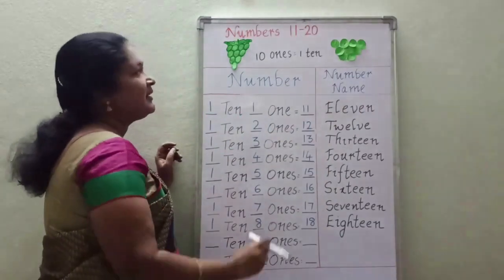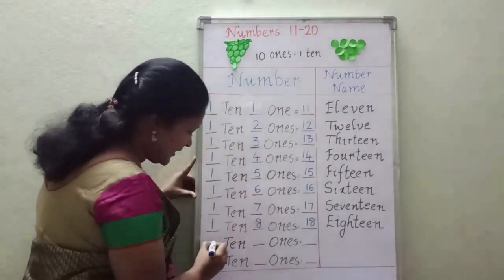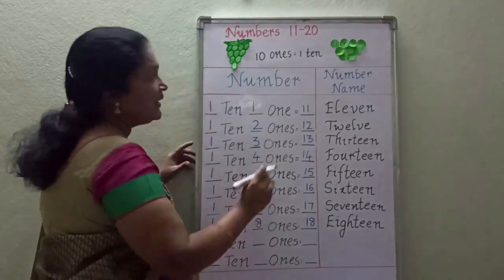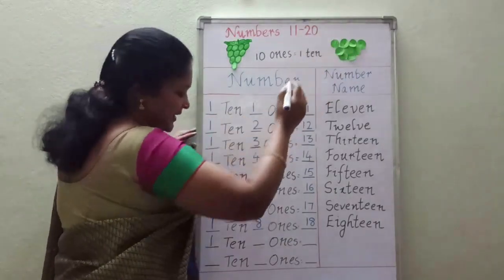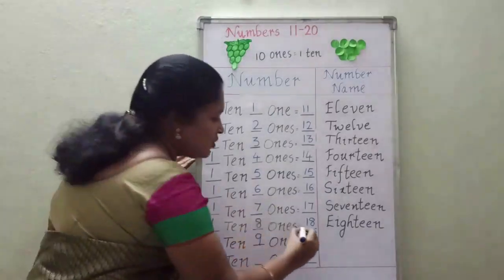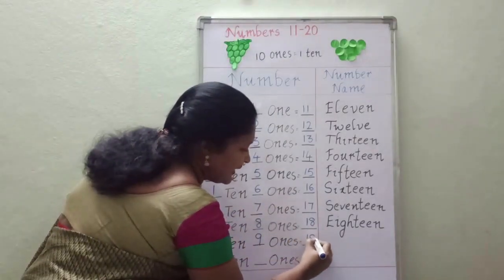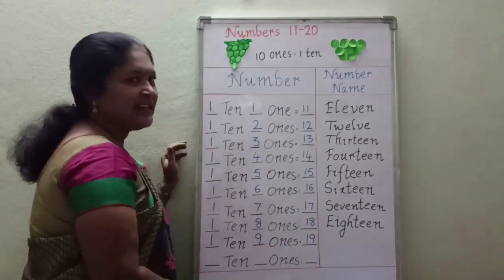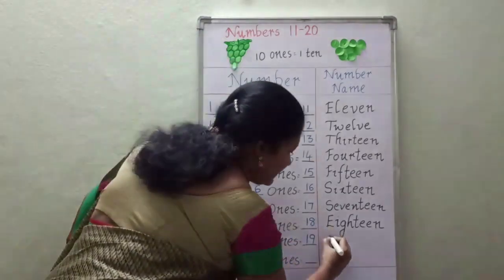And now one more I am keeping here. Now see, children, how many tens are there here? 1 ten. And how many ones are there here? 9 ones. So 19. 19 number came. And what is the spelling of 19?